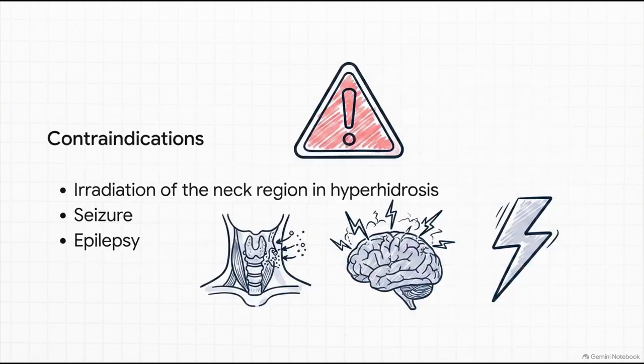Pretty wild, right? But as incredible as laser therapy is, it's definitely not for everyone. Documenting and verifying safety boundaries is absolutely crucial here. The big contraindications for CPT 97037 include irradiating the neck region in patients with hyperhidrosis. On top of that, it's a strict no-go for patients with a history of seizures or epilepsy. Whether you're a medical coder or a clinician, you've got to ensure these safety boundaries are observed and clearly documented in the medical record before you even think about initiating this therapy.